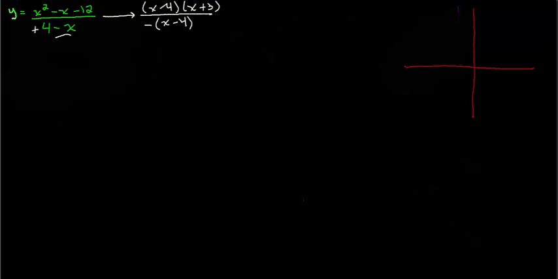Okay, so before I do anything else, I'm just going to note that it looks like I'm going to get a hole. That is because I have the same binomial, x minus 4, in the bottom, and I also have it in the top. So these will cancel. When they cancel, you're going to get a simplified equation of y equals x plus 3.